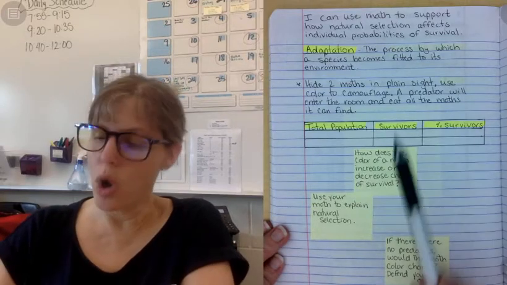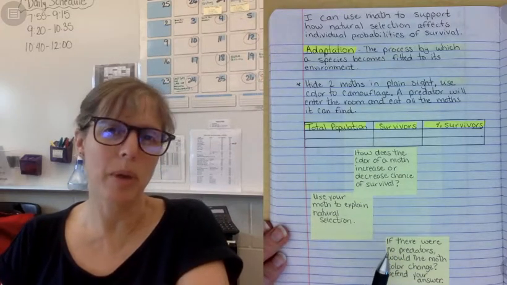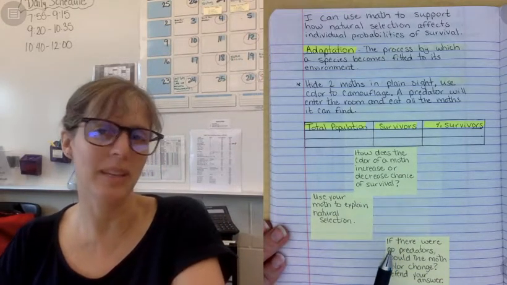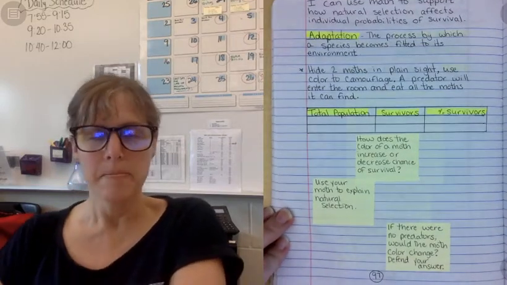If there were no predators, would the moth color change? It probably would here and there and fluctuate, but it would probably stay relatively stable unless it was related to some form of disease or something, right?